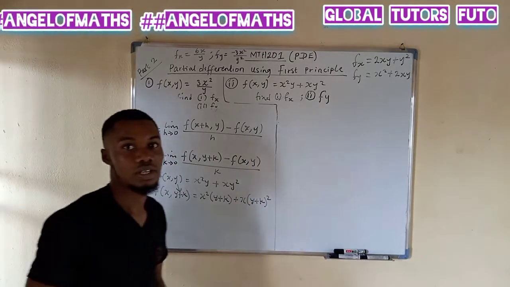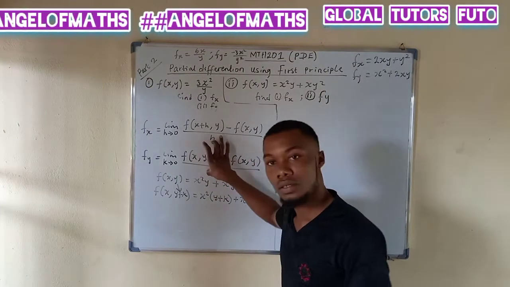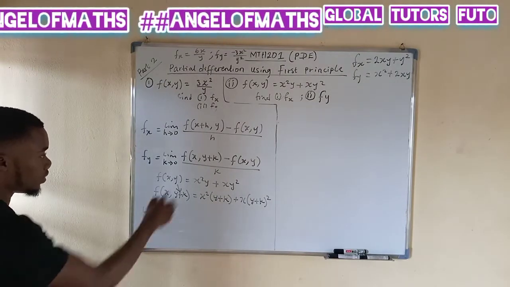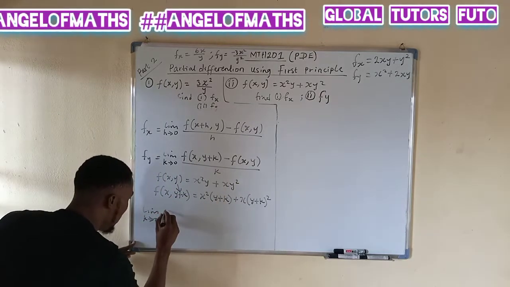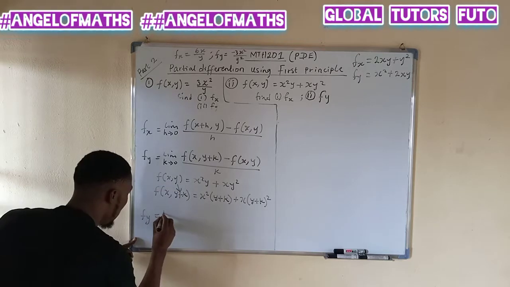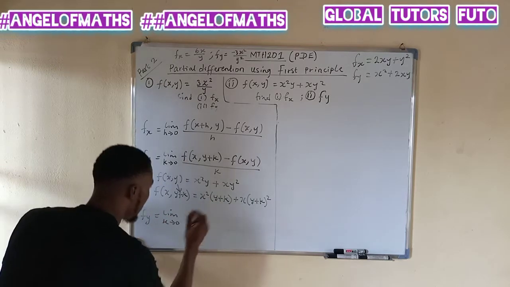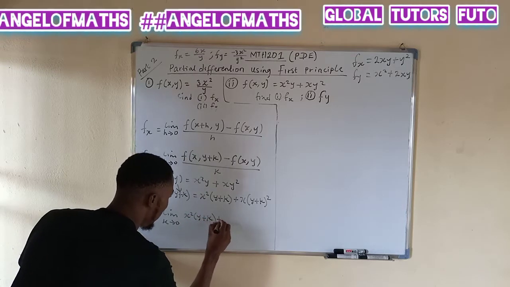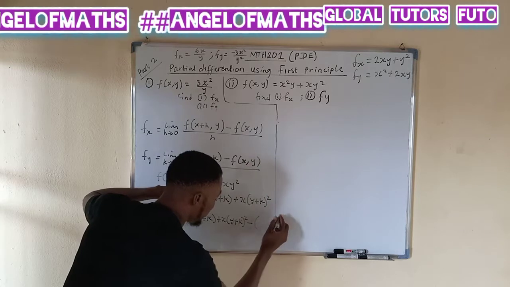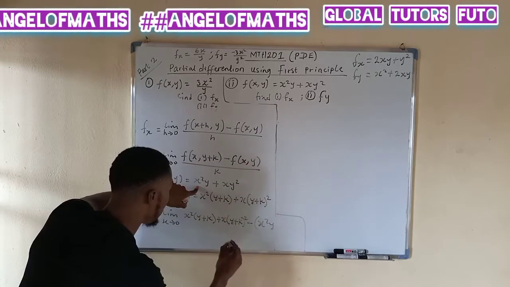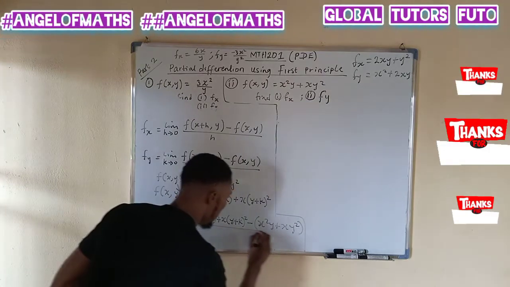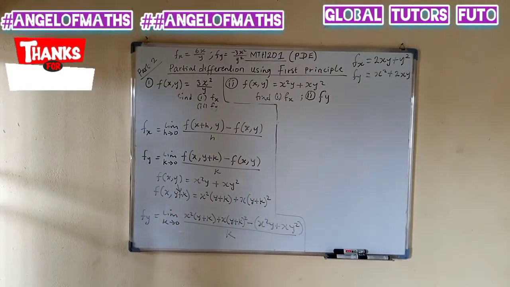So time for direct substitution. We go to this and substitute what we have. So we are going to have that the limit as k goes to 0. Then f of x, comma, y plus k is this. So let me write my f sub y. f sub y will be equal to the limit as k goes to 0 of x squared times y plus k, plus x times y plus k all squared, minus f of x, comma, y, which is x squared y plus xy squared. So this is what we have, everything over k. So now let us simplify what we have.